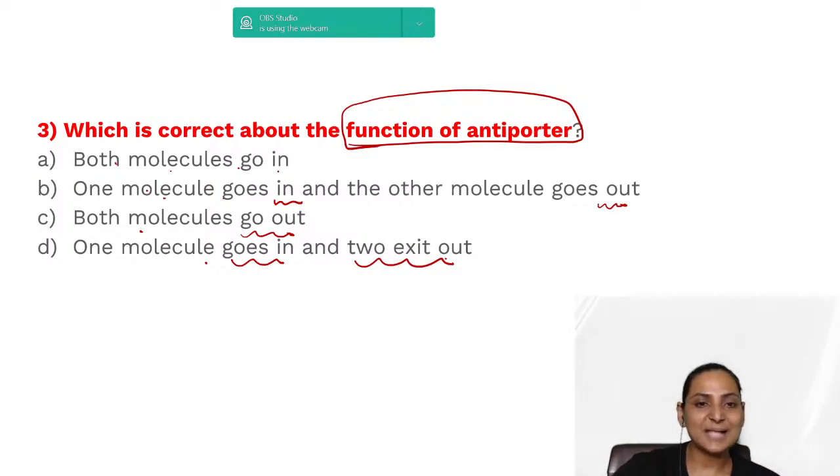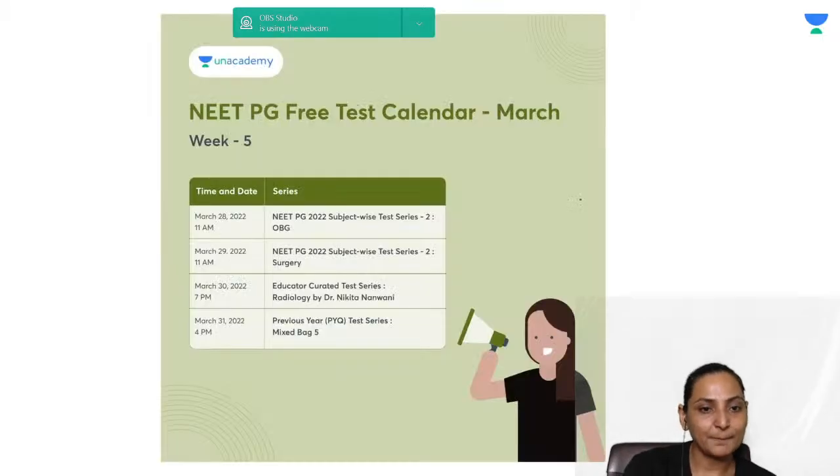Yes, now we know what an antiporter is. One molecule will come in one direction and the other will go in another direction. So this we've completed already. These are the important MCQs which can be related to this topic.